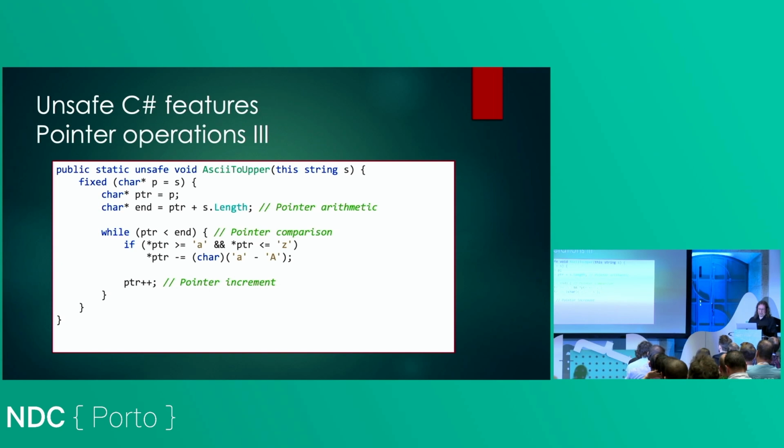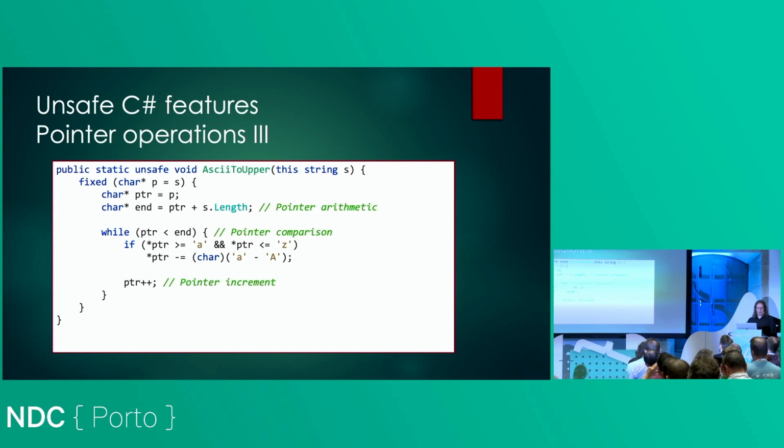So I say char pointer end equals pointer plus s.length. And this is pointer arithmetic. So this is adding an integer to a pointer. What does that mean? It doesn't actually add those two numbers as is, as if they were both integers. It does consider the type. So let's say the string is 10 characters long. A character in .NET is 2 bytes long. So it's the number 10 times the size of the type. In this case, character, 2 bytes, so we're adding 20, the actual number 20 to this address. So pointer arithmetic always considers the type.